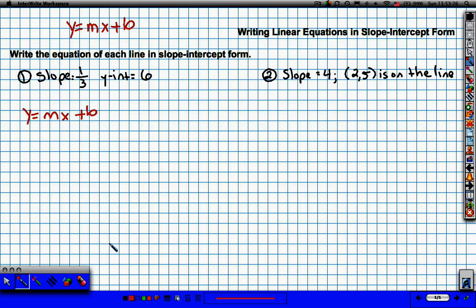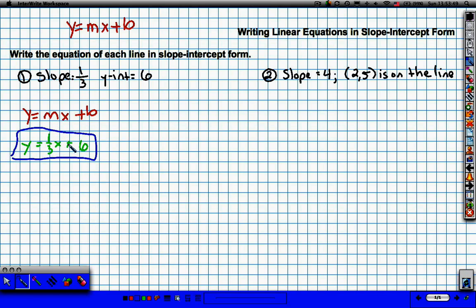Now, if you notice, they already gave me my slope, so really I'm going to substitute 1/3 in for slope, and then they told me my y-intercept was 6, so go ahead and substitute 6 in for that. There's no simplifying needed, so really this is just it. That's my answer. So y equals 1/3 x plus 6.